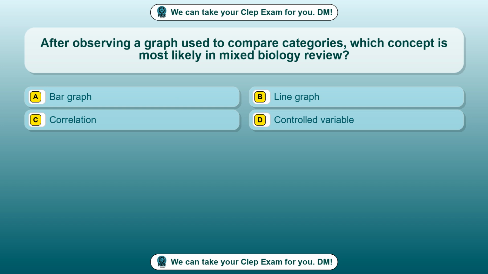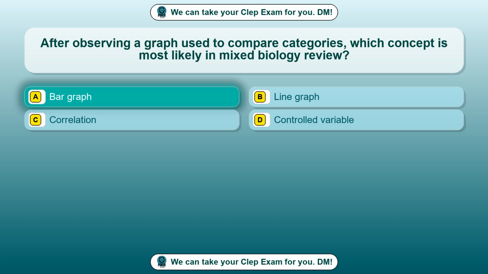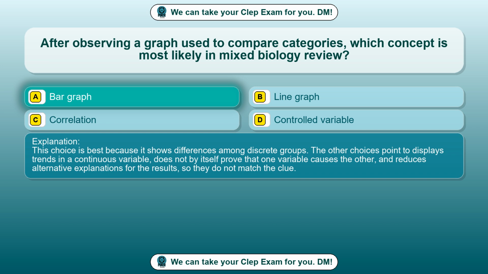Option D, controlled variable. The correct answer is option A, bar graph. This choice is best because it shows differences among discrete groups. The other choices point to displays trends in a continuous variable, does not by itself prove that one variable causes the other, and reduces alternative explanations for the results, so they do not match the clue.